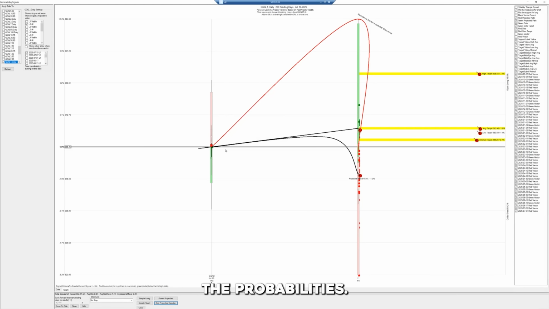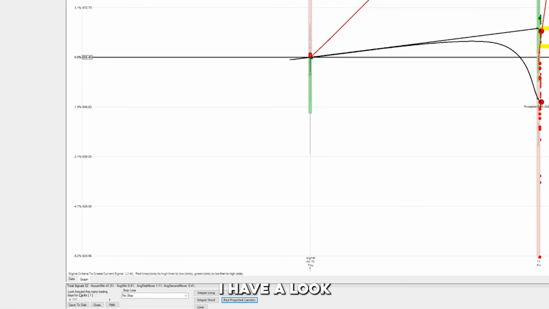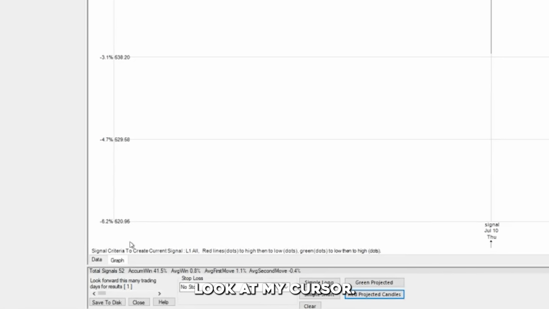And where do you see the probabilities? For example, look at my cursor: look forward this many trading days for results. It's written one here, correct? Yes. So it's one day forward looking. So I'm looking for tomorrow. What's the probability that we're going to see L2 or we're going to see H1? Okay. Got it.